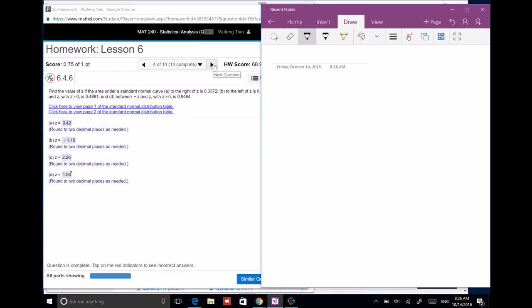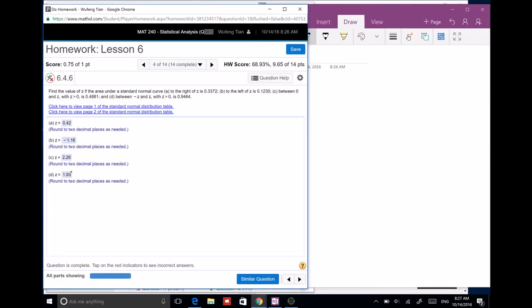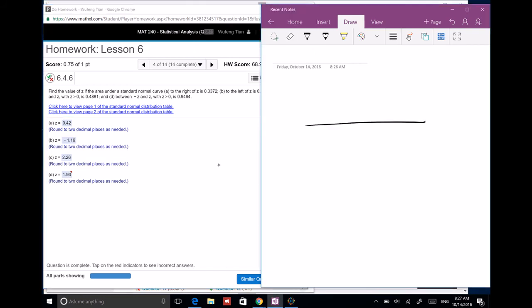And then this one asks you to find out the z-score. Now it's backwards. It gives you the area, and it asks you to find out what the z-score is. Previously, they gave you the z-score and you found the area. Now they give you the area, find the z-score. Okay, so it's the same idea.